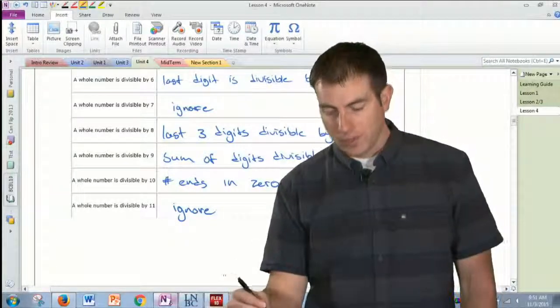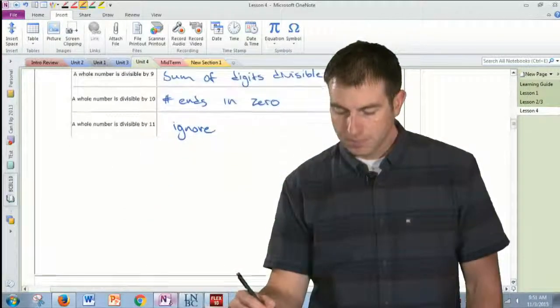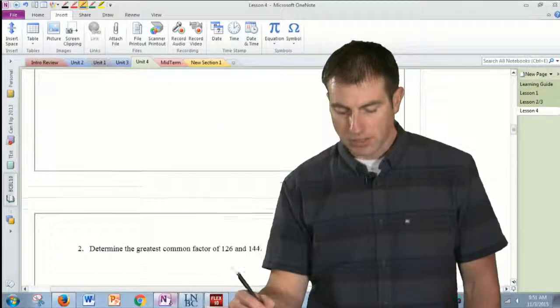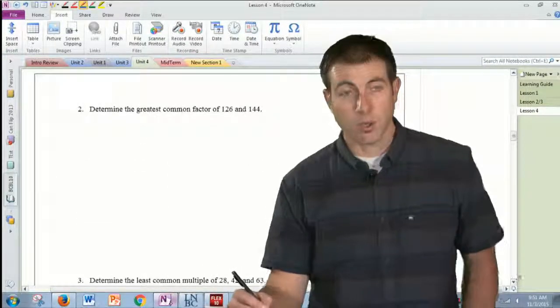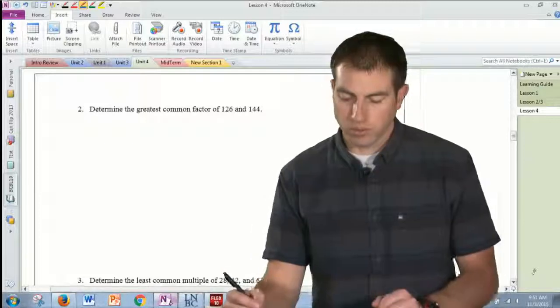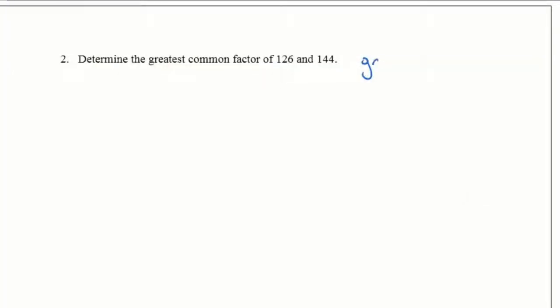All right, so the next couple questions are using some of the definitions we used up above. So the first one here, determine the greatest common factor of 126 and 144. You might see this written as GCF 126, 144.